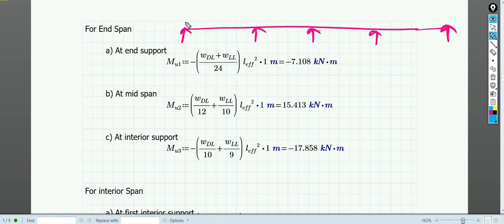So at the support, this is the end span here, this is the end span over here. At the end span, at the support, we will have negative moment, right? It is mentioned that, another thing that I should show you.